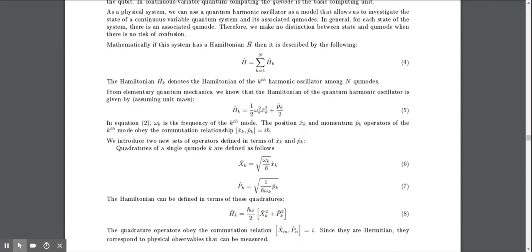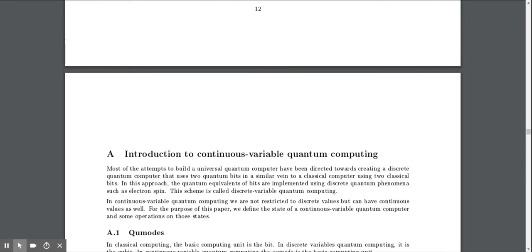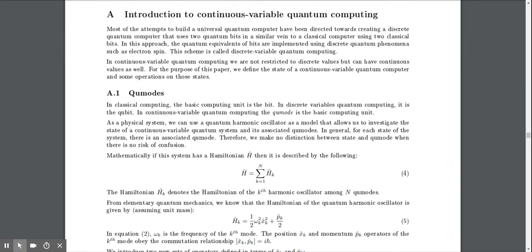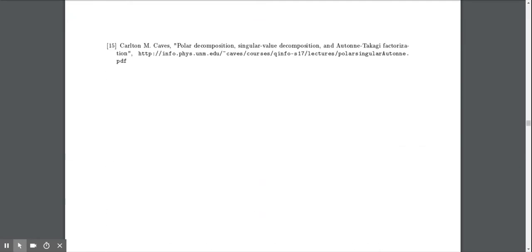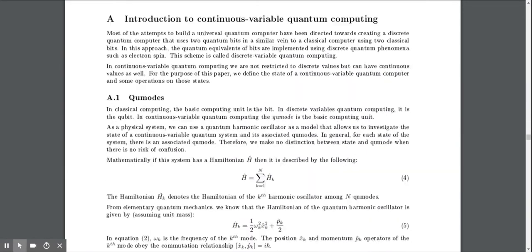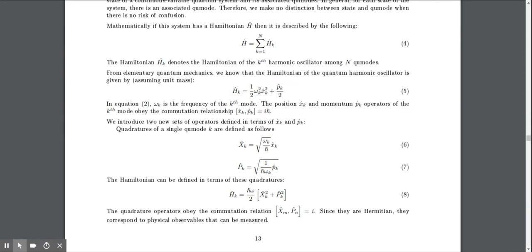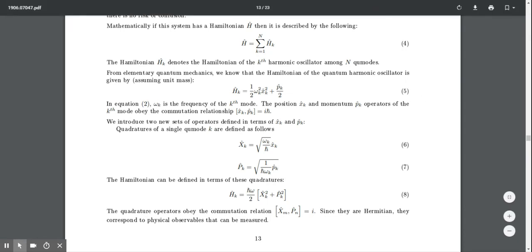In equation 2, where is equation 2 when you're starting with equation 4, my friend? Whatever. ω_k is probably equation 5, so this maybe is a typo. I should be starting from 1 probably. This is equation 2. It's the frequency of the kth mode.